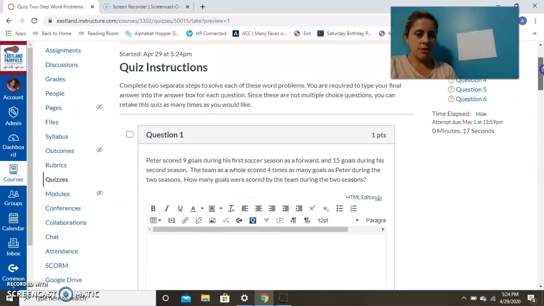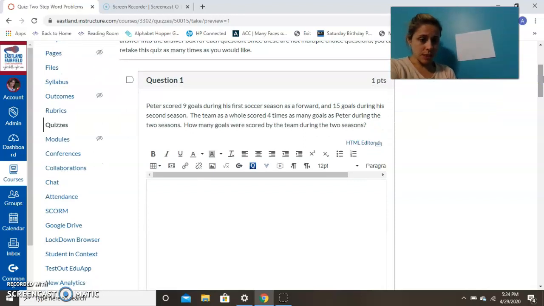Okay, so question 1 said, Peter scored 9 goals during his first soccer season as a forward and 15 goals during his second season. The team as a whole scored 4 times as many goals as Peter during the 2 seasons. How many goals were scored by the team during the 2 seasons? Okay, so I'm going to do the first step for this one for you, and then you'll have to do the second one on your own, because all these only have 2 steps.